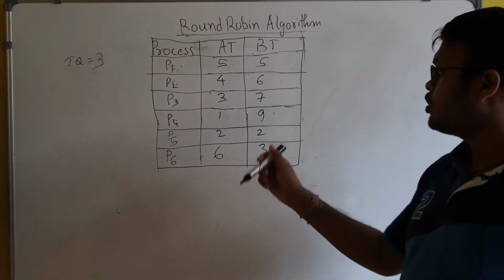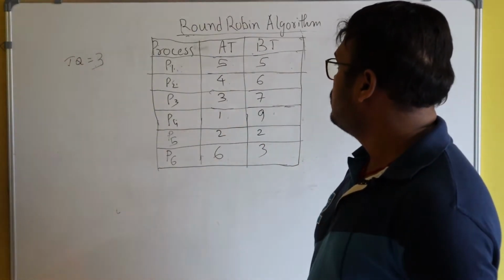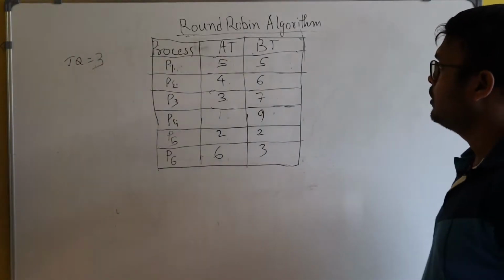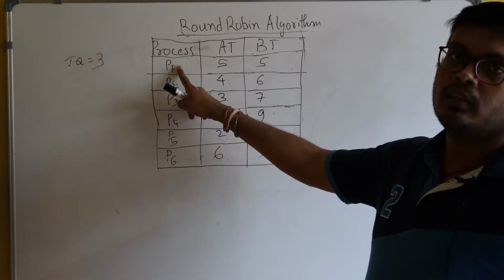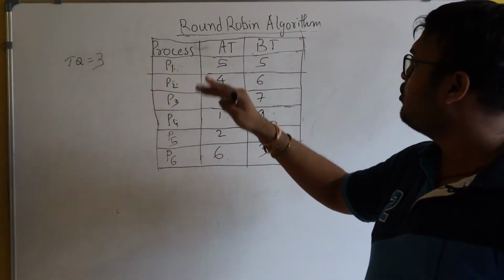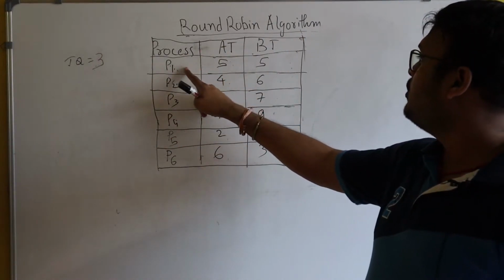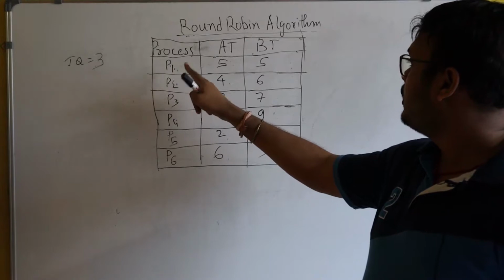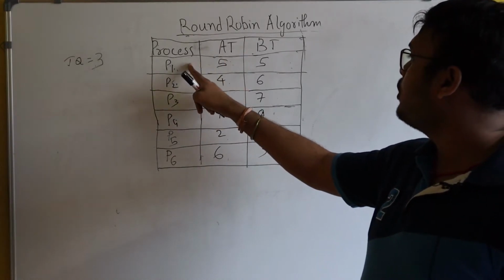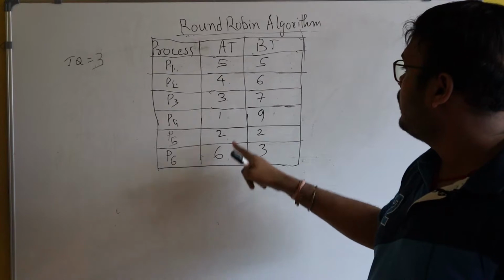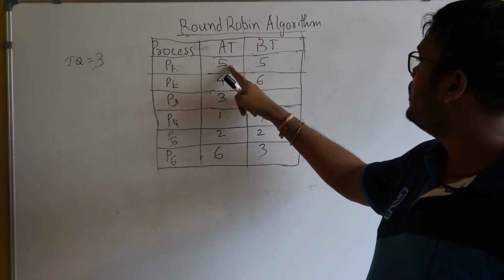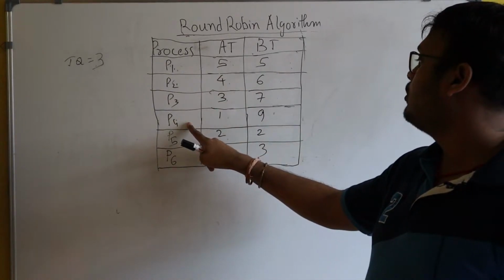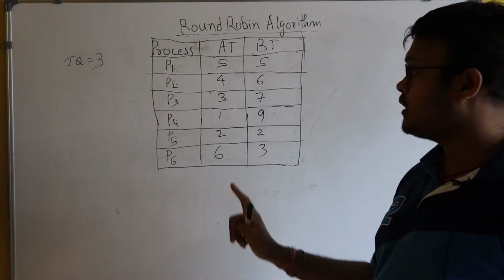Okay. Now let's solve this numerical. So here time quantum is 3 seconds. Here be careful. Don't start with process P1. Don't just blindly start with process P1, because P1 has not arrived earlier, although its process ID is 1. It doesn't mean that it has arrived earlier. If you see the arrival time of P1, it's 5 seconds. So which process has arrived earlier? P4. So start with P4. Just be careful here.